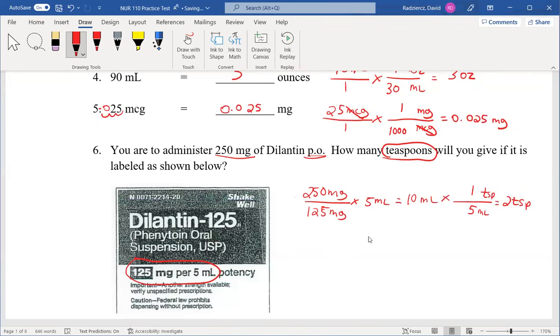The alternative way is, since you already know that 1 teaspoon is 5 milliliters, you can substitute this 5 milliliters with 1 teaspoon. So when I set up my initial problem, I can set it up the same way: 250 milligrams over 125 milligrams. And then instead of multiplying by 5 ml, I just multiply by 1 teaspoon, and I'll get 2 teaspoons. All I did was substitute these because they are equivalents.